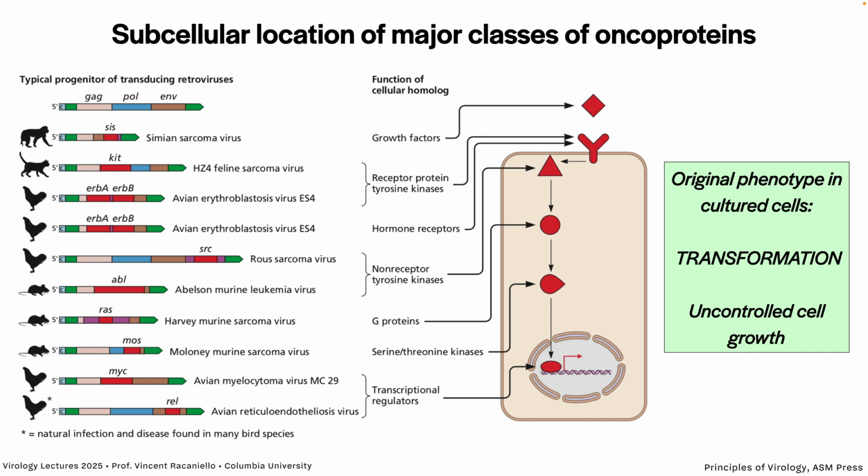Then the way the cells divide is that the binding of the growth factor to the receptor causes a signal transduction pathway. So there are receptor tyrosine kinases, there are non-receptor kinases, there are serine threonine kinases. They transduce a signal into the nucleus, and even the transcriptional regulators are encoded by these oncogenes. And this turns on cell growth. So growth factor binding turns on transcription of genes involved in cell growth.